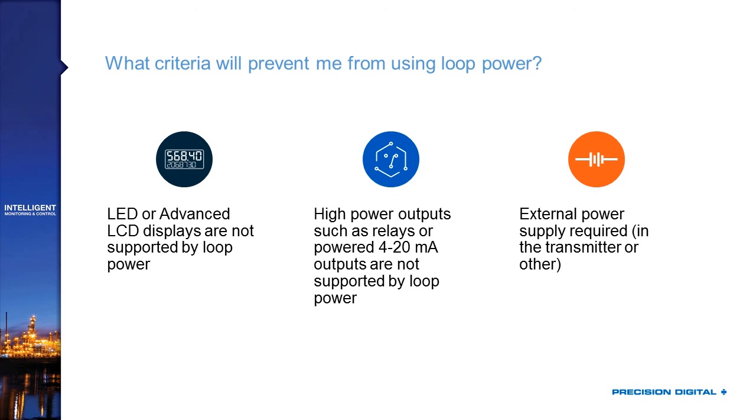And that's a consideration that's going to be based really on your individual application. If your power supply is inside of the same enclosure as everything else, maybe you don't have to worry about loop-powered devices. Get your sunbright LED displays, get relays in there, get 4 to 20 milliamp powered outputs, because why not? You've got a 24-volt supply ready to be used right there in your cabinet.